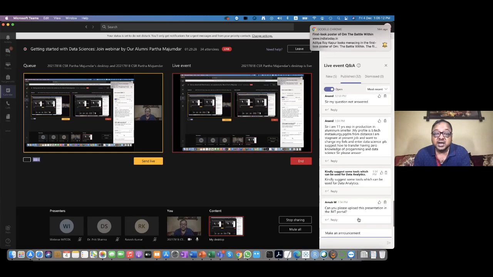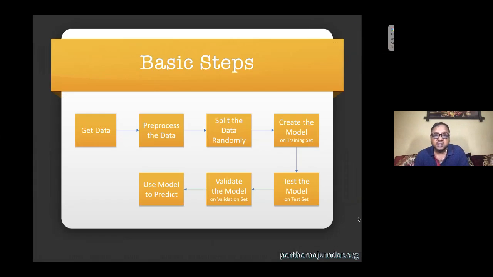Okay, let's get back. We are almost done. I think I'll skip through this very quickly. Now, the basic steps which we require to create a data product are that we have to gather data, pre-process data, and split the data randomly into test, train, and validation groups. You have to create the model, test the model, validate, and then use the model.